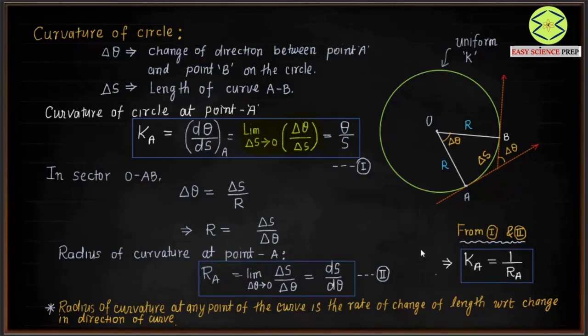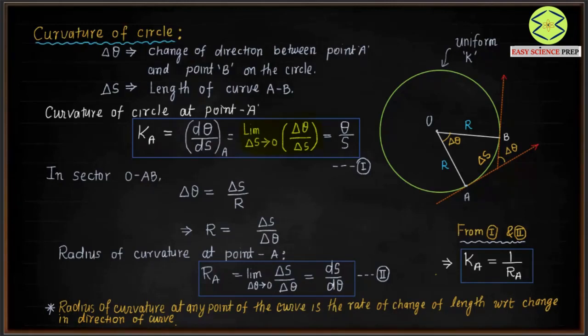So you can easily get this conclusion from equation 1 and 2. Kindly remember these three expressions. This is the curvature at any particular point. We have used a circle to define the curvature, so we got the expression for curvature at a particular point on the curve. For a circle it is specially theta by s because the circle has uniform curvature. From there we got the concept of radius of curvature also, and we got that the radius of curvature is the reciprocal of curvature. This concept is applicable for any kind of curve.